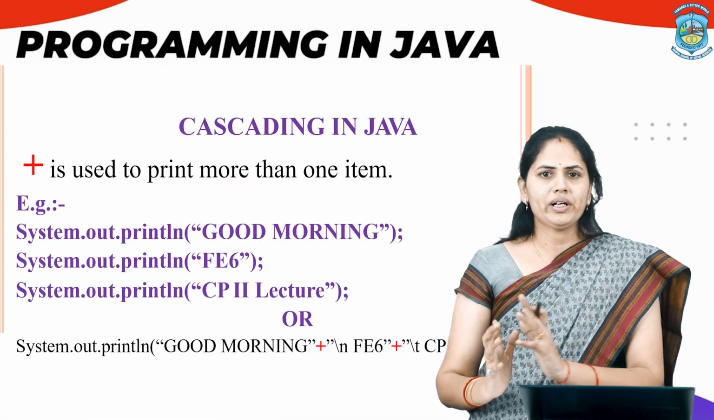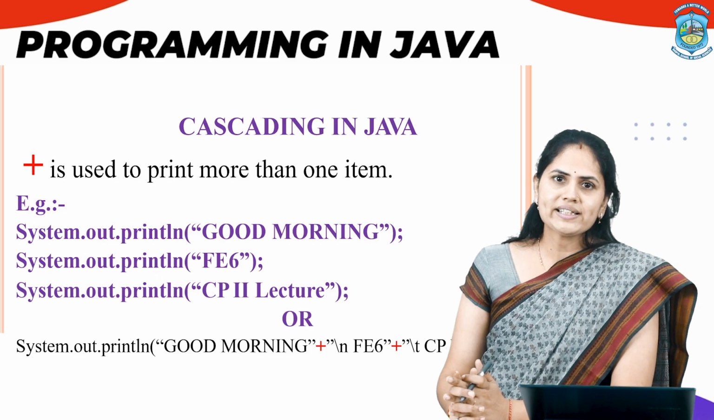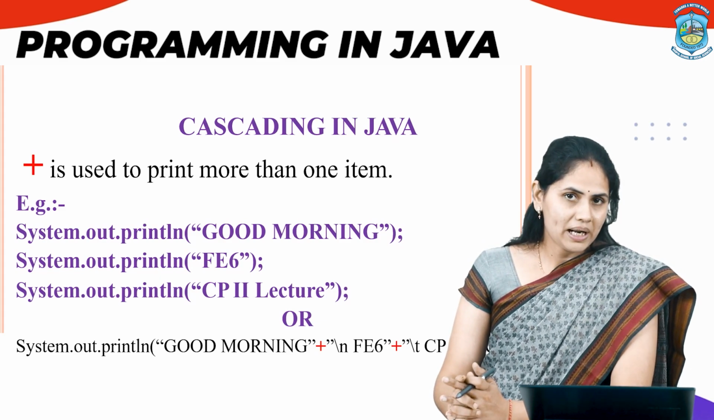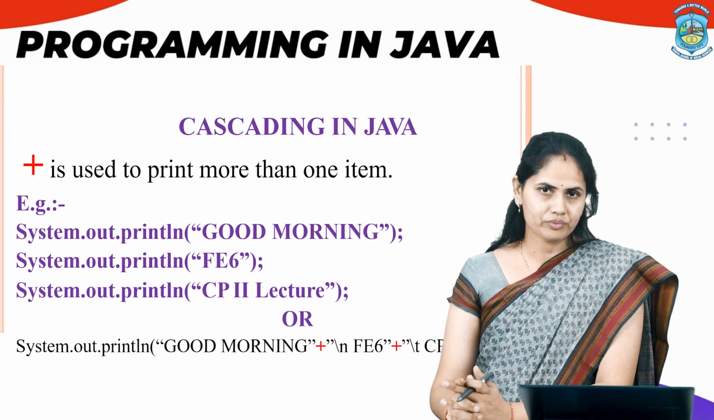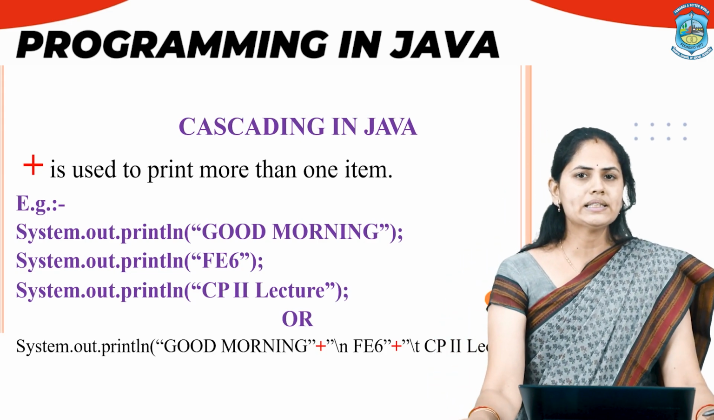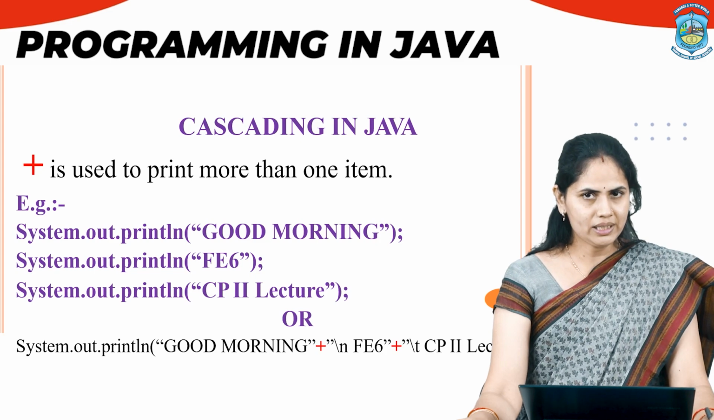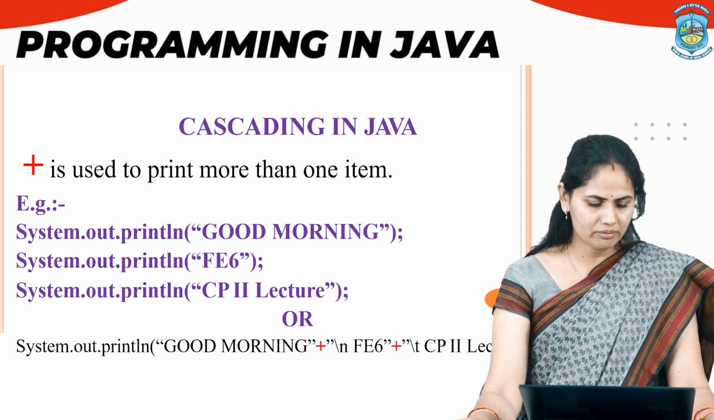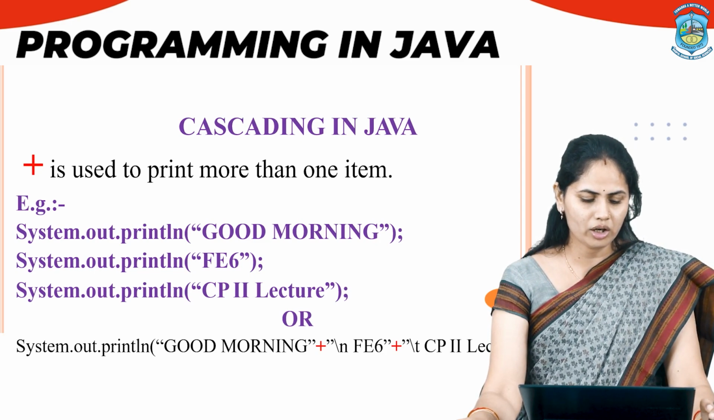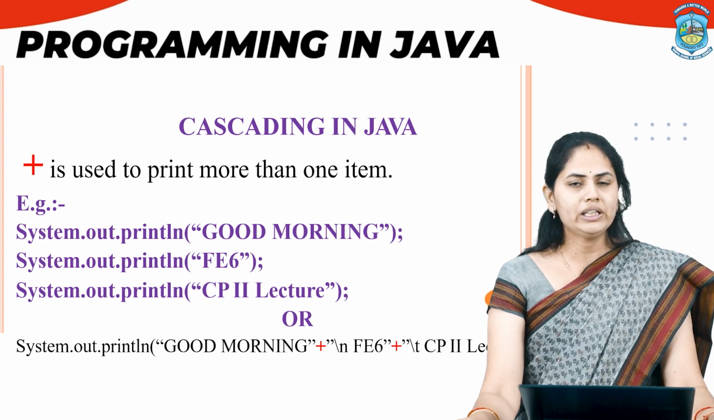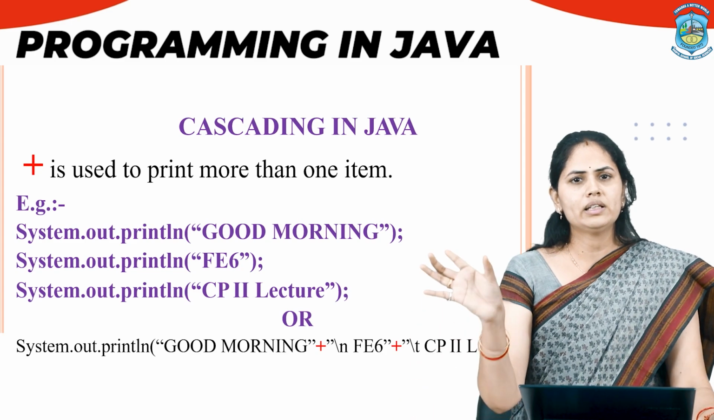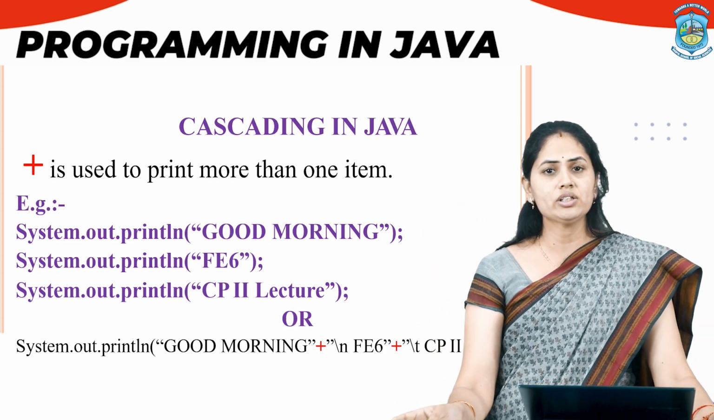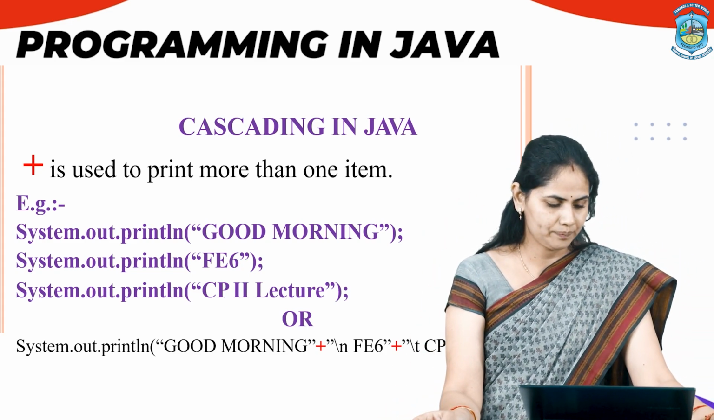With this plus operator, I want to explain cascading in Java. Plus is used to print more than one item. For example, these are three statements. The first statement, System.out.println within double quotes, good morning. This statement will give you a message of good morning on the screen.